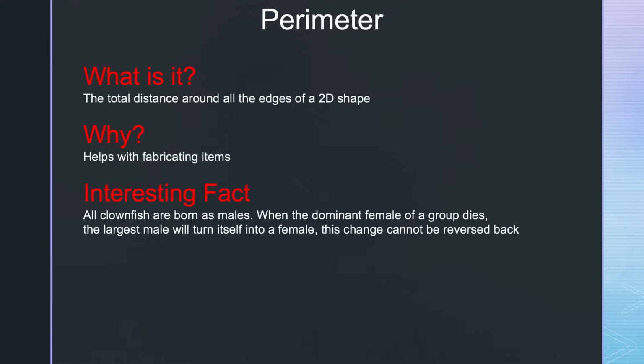Interesting fact, all clownfish are born as males. When the dominant female of a group dies, the largest male will turn itself into a female. This change cannot be reversed back.